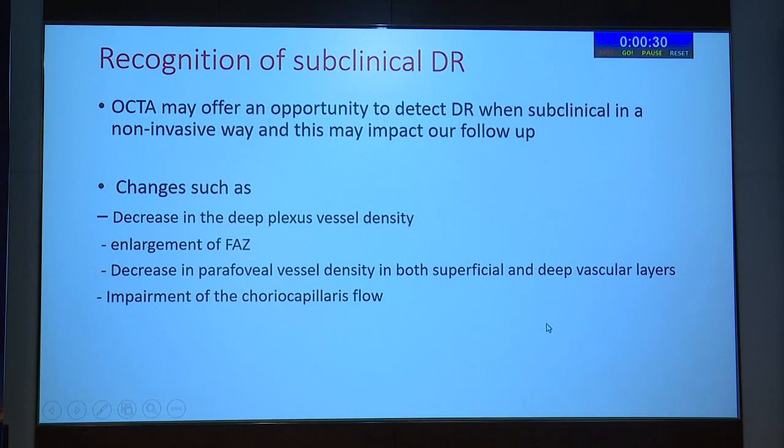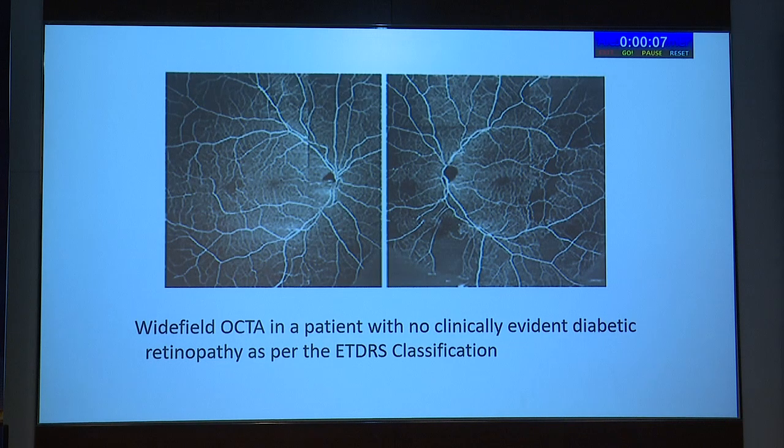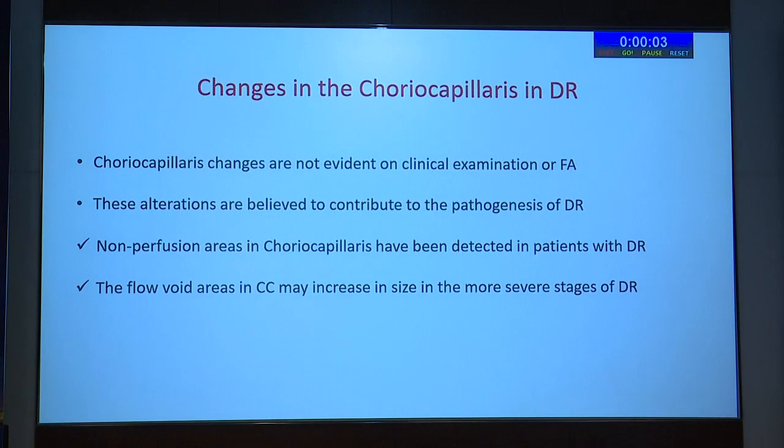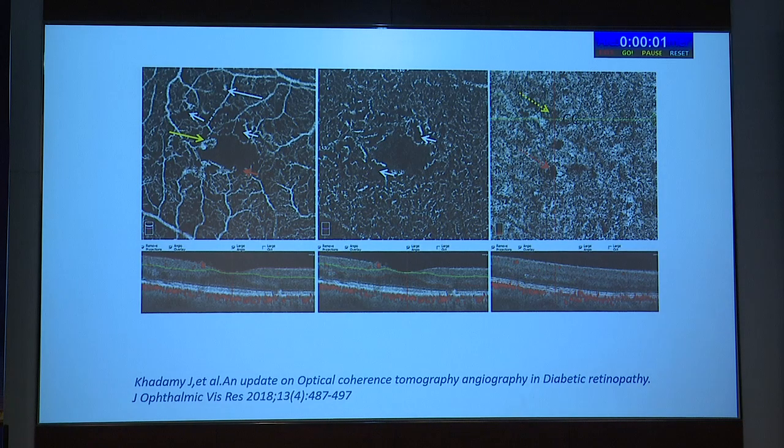Now coming to the relevance in subclinical DR. Subclinical DR is when the patient appears very normal on a clinical examination, and OCTA may offer an opportunity to detect diabetic retinopathy when it's subclinical in a non-invasive way, and this may impact your follow-up. So if you are planning to follow up the patient 6 months later, probably when you pick up these changes, you may ask that patient to come back a little earlier. And this is of course a wide field OCTA, which will give you more information about the periphery.